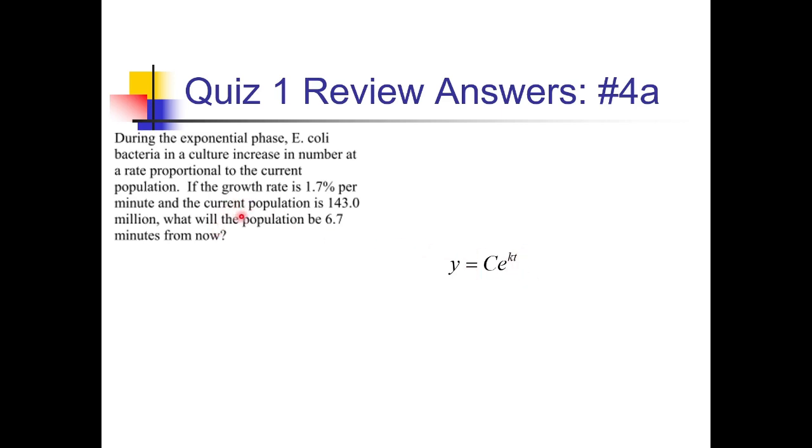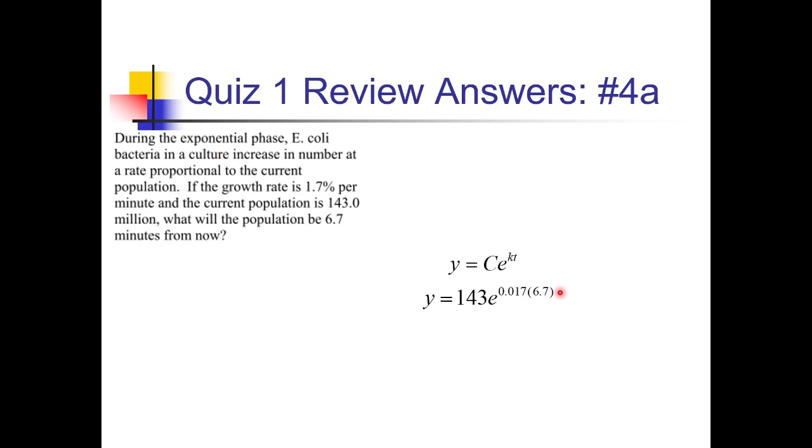Now for the details on this one, if the growth rate is 1.7% per minute and the current population is 143 million, what's the population 6.7 minutes from now? All right, well, we just have to plug some things in here. We're looking for the y value because we're asking about the population at some specified time. So we need to fill in things for C, k, and t. C is the current population, which is 143.0. k is this growth rate expressed as a decimal, so 0.017. And t is going to be our time in minutes here, so 6.7.